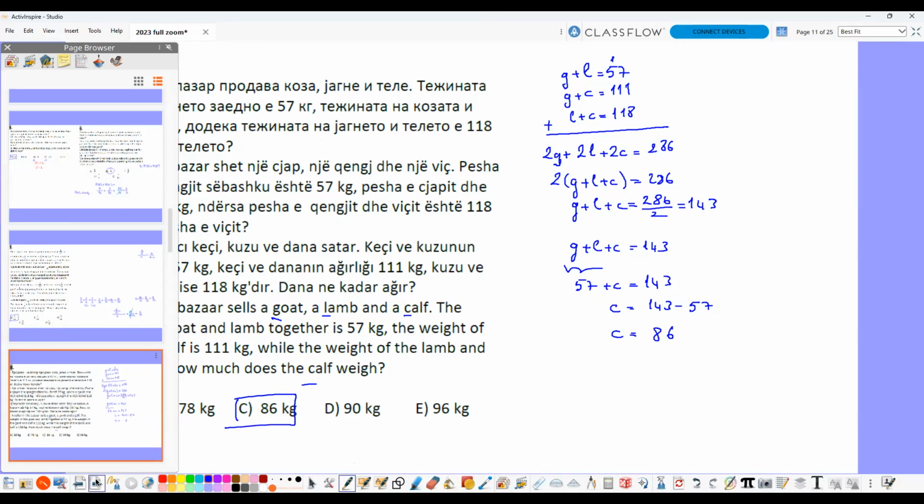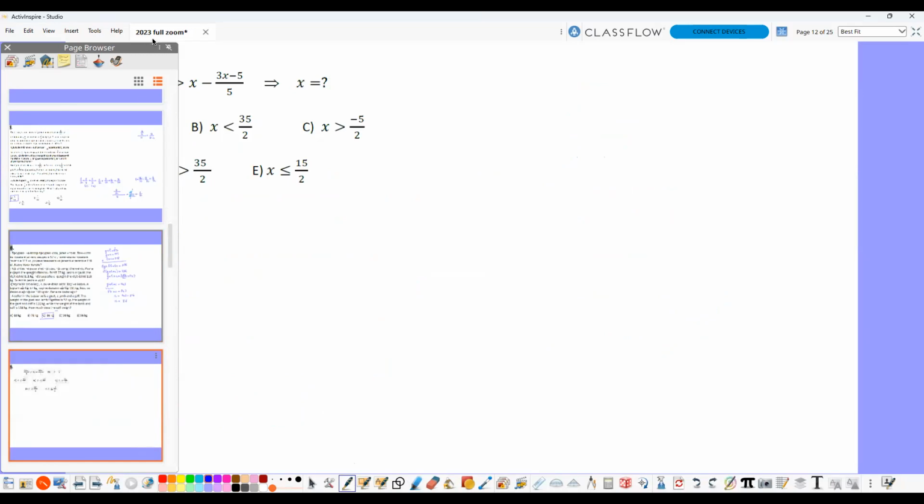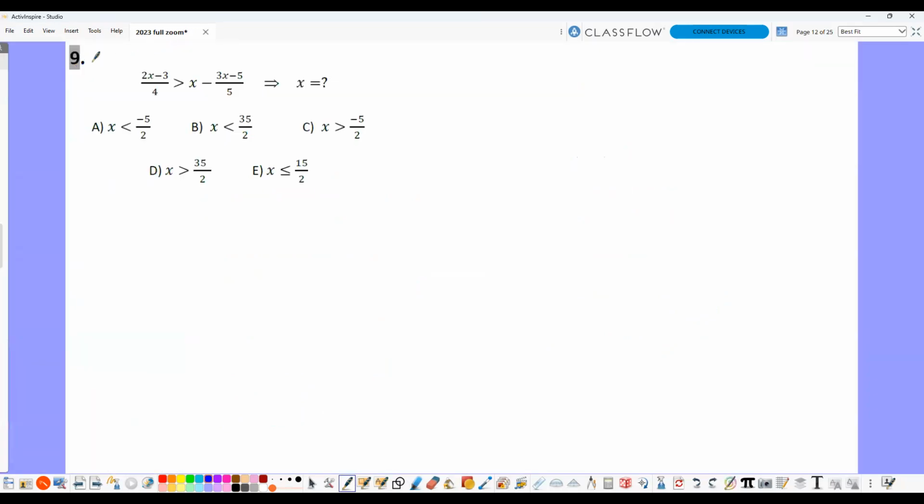Okay, we are going to continue with the next question. This question is an inequality question. In inequalities, we can act like equations. So I'm going to collect the things on this side first. Then I'm going to see what the inequality is.